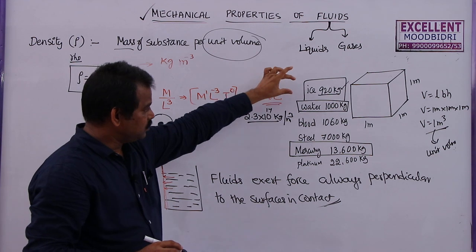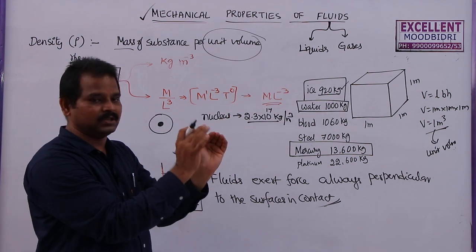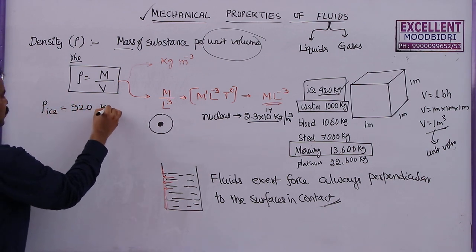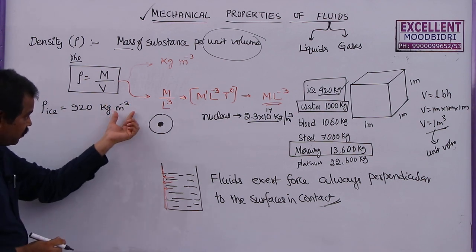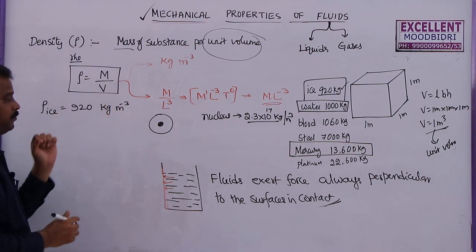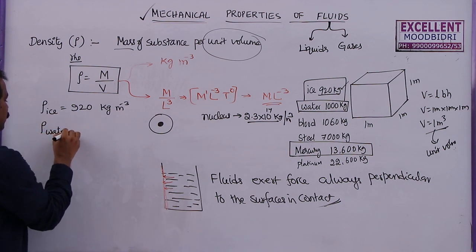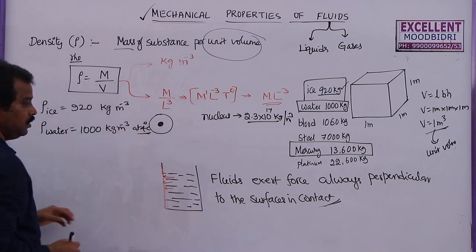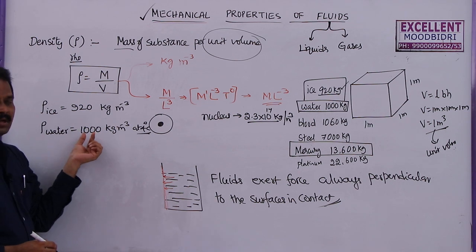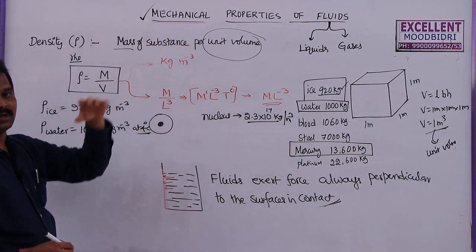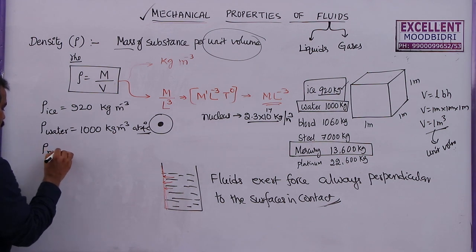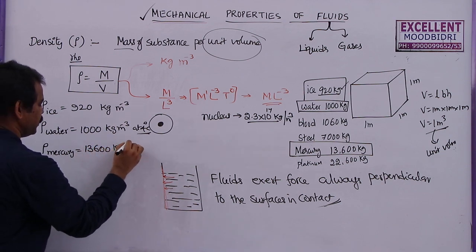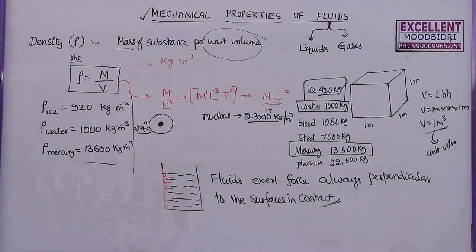So please remember, density means the mass of the substance per unit volume. So I am going to write: density of ice is equal to 920 kgs per meter cube. That means in 1 meter cube we can have 920 kgs of ice. The density of water is exactly 1000 kgs per meter cube at 4 degrees centigrade only. If temperature changes, this value slightly changes. That we will discuss in the next lesson, the thermal properties of matter. Similarly, density of mercury is around 13,600 kgs per meter cube. So these three values are very, very important.